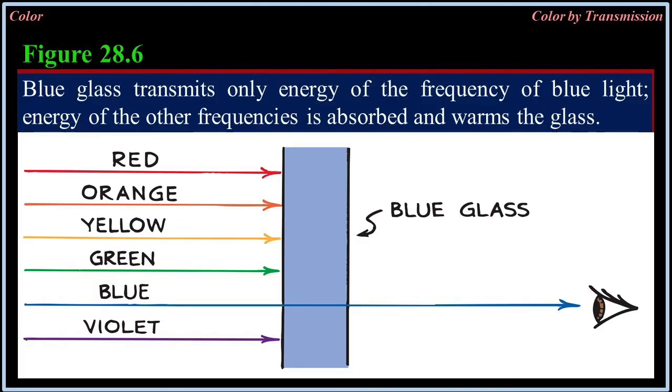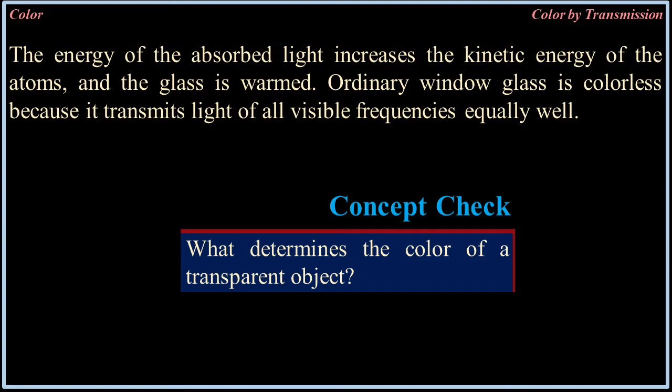Figure 28.6. Blue glass transmits only energy of the frequency of blue light, and the other frequencies are absorbed and warm the glass. The energy of the absorbed light increases the kinetic energy of the atoms, and the glass is warmed. Ordinary window glass is colorless because it transmits light of all visible frequencies equally well. Check. What determines the color of a transparent object?